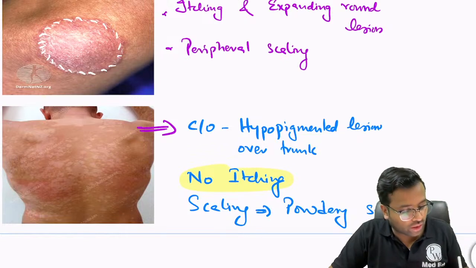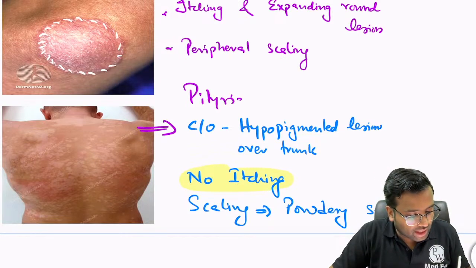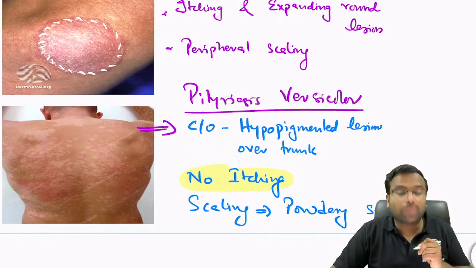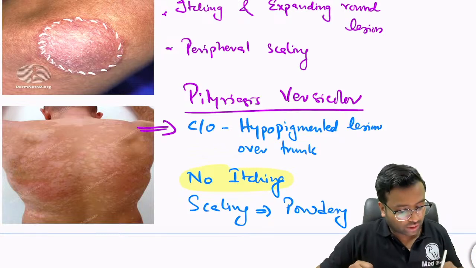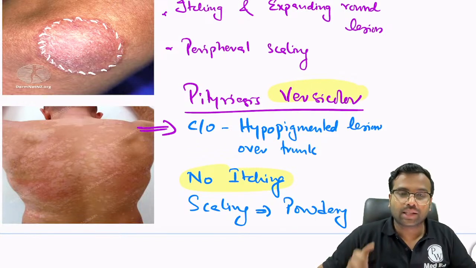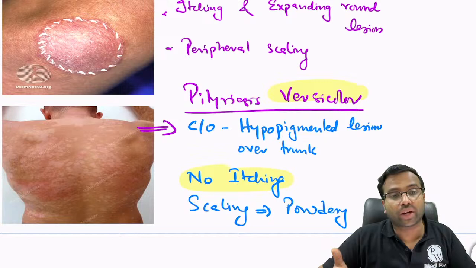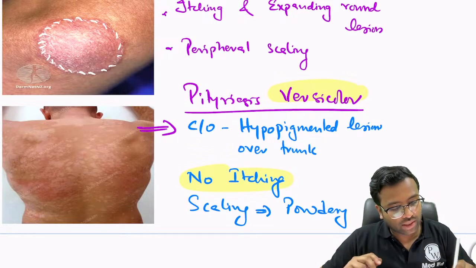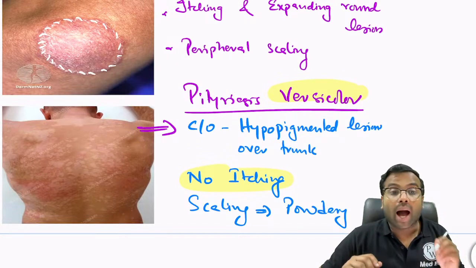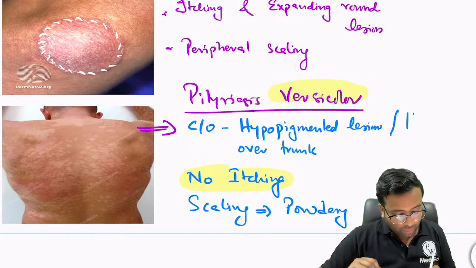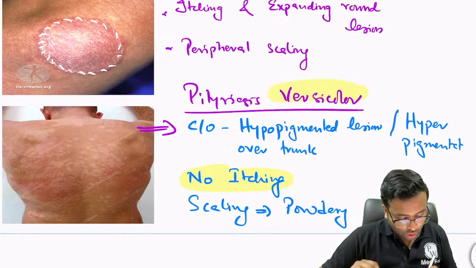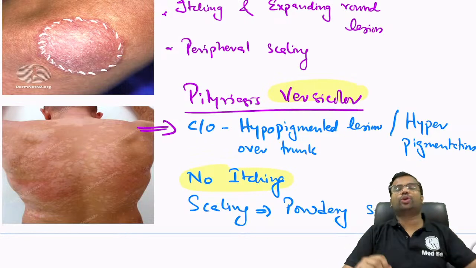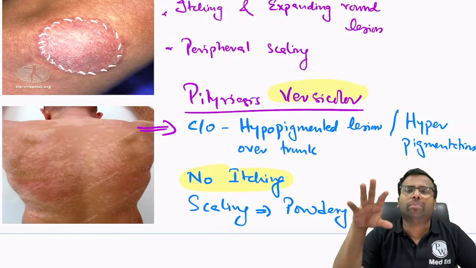So this is what is called pityriasis versicolor. In pityriasis versicolor, please remember, the name of the disease is versicolor. Versicolor means there can be two different colors, because this patient can either present to you with a hypopigmentation, or the patient can present to you with a hyperpigmentation. Both are possible.